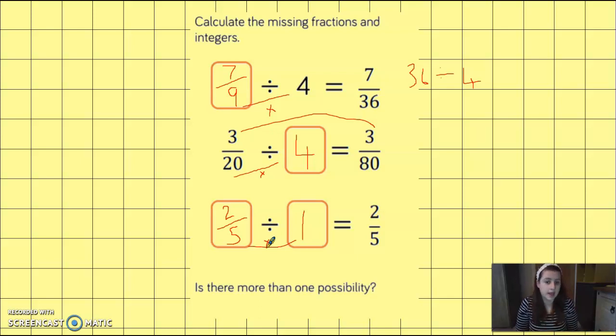But there's also something else we could do, which some people might have been able to work out. Now, what I can do is use my knowledge of equivalent fractions, which is why there's more than one possibility. So I could turn 2/5, and I know 2/5 is the same as 4/10. So if I times both the numerator and denominator by 2, I'd get 4/10.